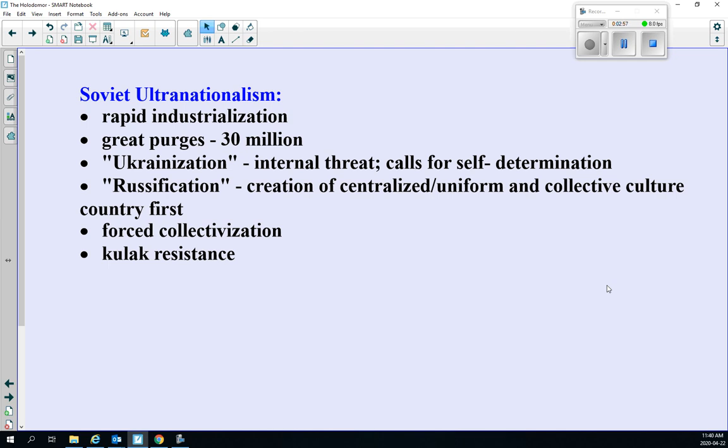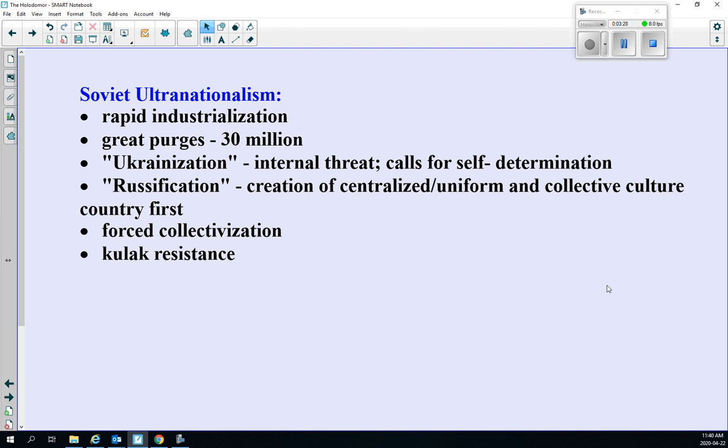His takeover of the Soviet Union was met with a lot of opposition, especially in Ukraine. And so the concept of Ukrainianization was a call for Ukrainian self-determination. At this time, Ukraine was part of the Soviet Union. They didn't want to be. They wanted to be independent. They wanted self-determination, but they had been absorbed by the Soviet Union and didn't have sovereignty.